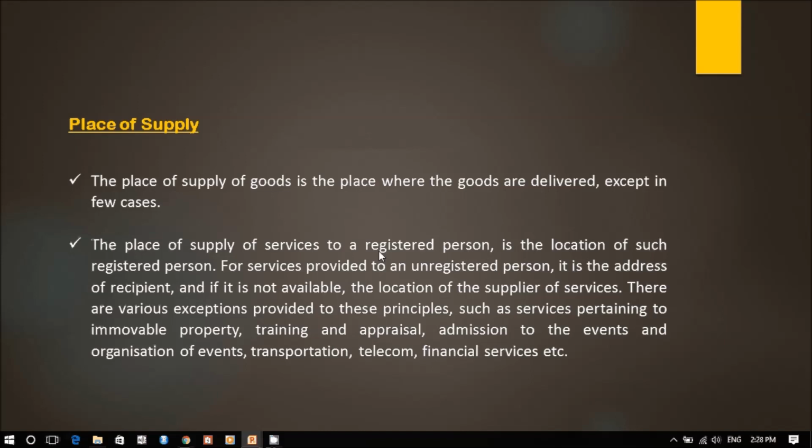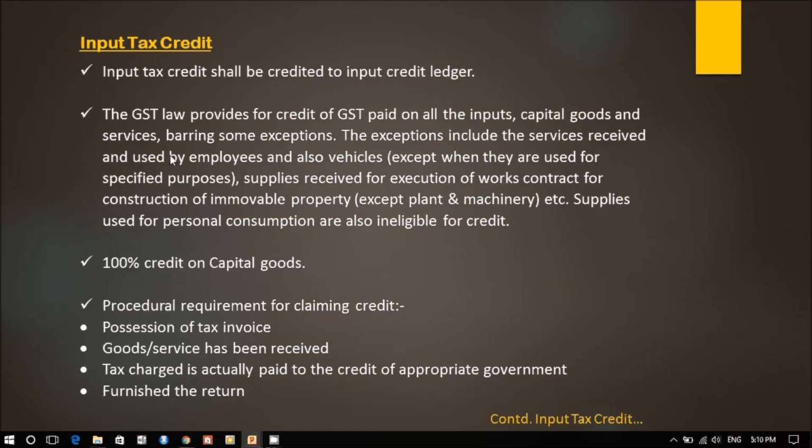So as per this place of supply, the amount of the GST would go to that government. That's why place of supply is important. Now start input tax credit. What does it mean? It's the credit of the amount of the tax that we have already paid at the time of purchasing inputs, capital goods, and input services.